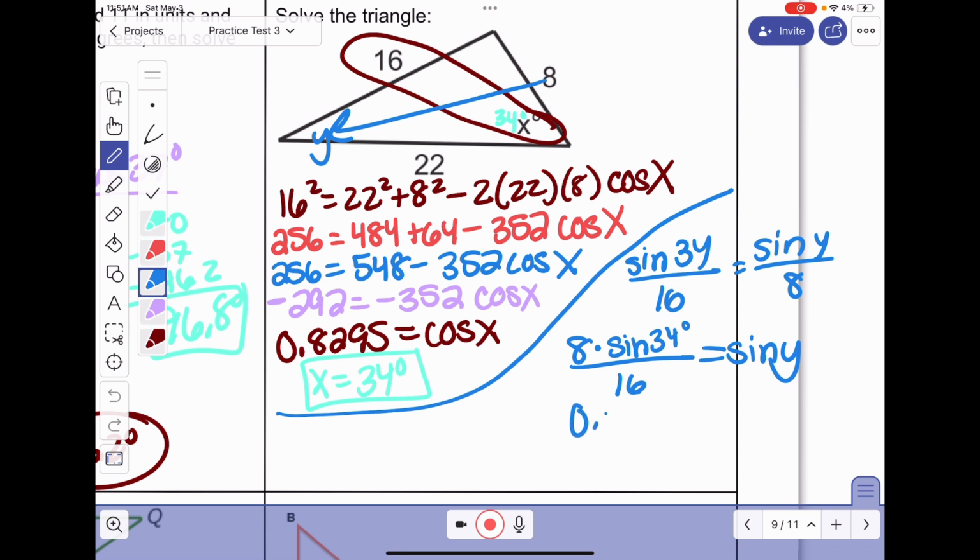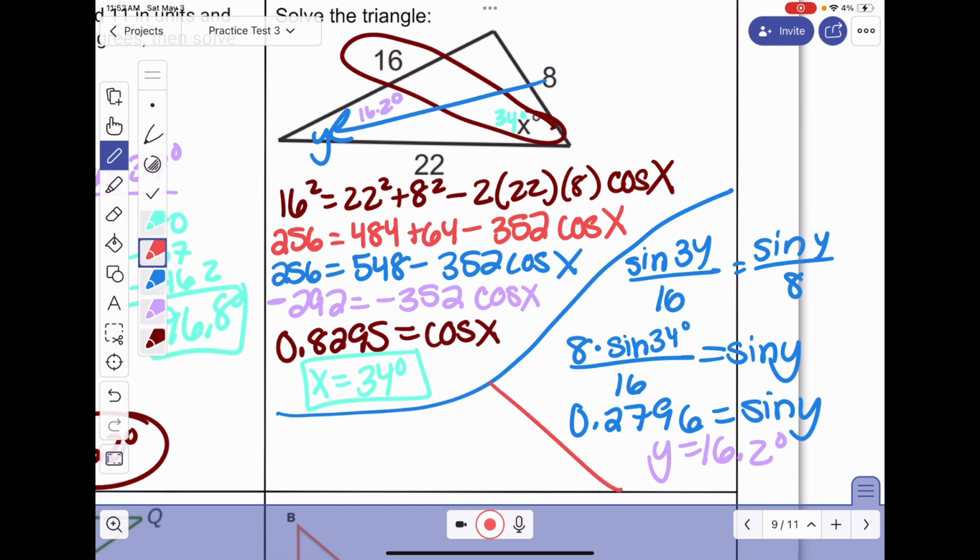So I get 0.2796 equals sine of y. And then if I inverse that, I get y equals 16.2 degrees. And then to find the last one, I do 180 minus 34 minus 16.2, and I get 129.8 degrees. So combination of cosines and sines helps get it done.